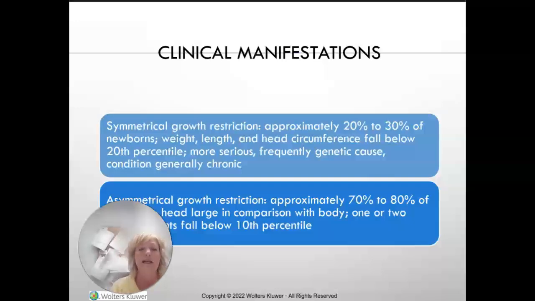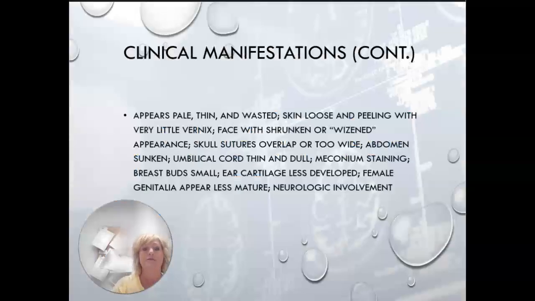Everything is symmetrically small. Asymmetrical growth restriction is where most of our small for gestational age babies are going to be, 70 to 80%. Their head is large in comparison with their body. One or two measurements fall below the 10th percentile, but not all of them. That has a better outcome than the other one.